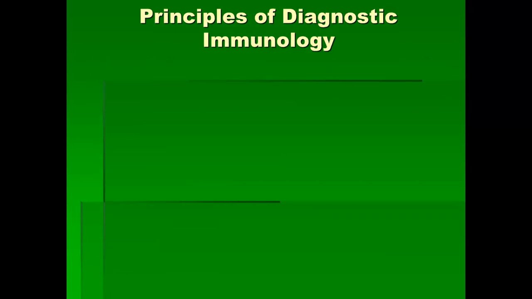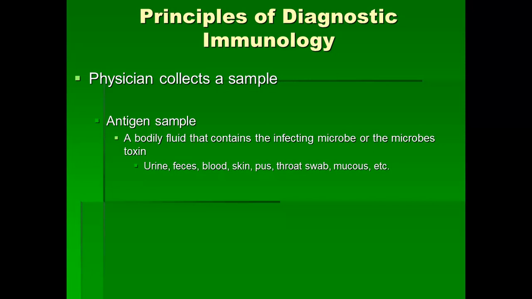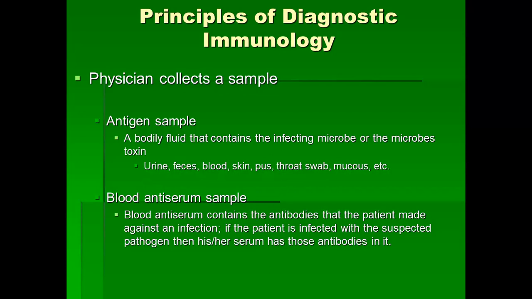The principles of diagnostic immunology. The physician collects a sample. There are 2 types of samples. The first one is an antigen sample. The antigen sample is a bodily fluid that contains the infected microbe or the microbe's toxins. So it may be present in urine, feces, blood, skin, pus, throat swab, mucus, etc. Blood antiserum sample contains the antibodies that the patient made against an infection. If the patient is infected with the suspected pathogen, then his or her serum has those antibodies in it.